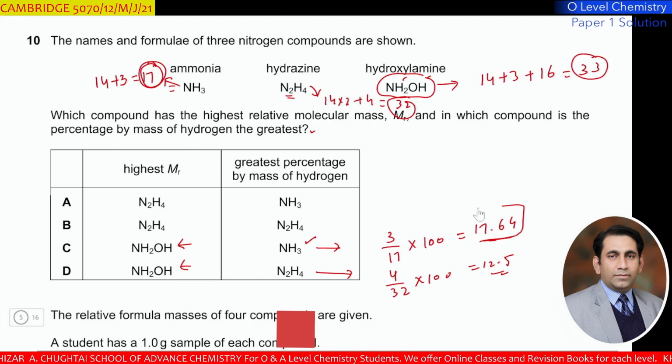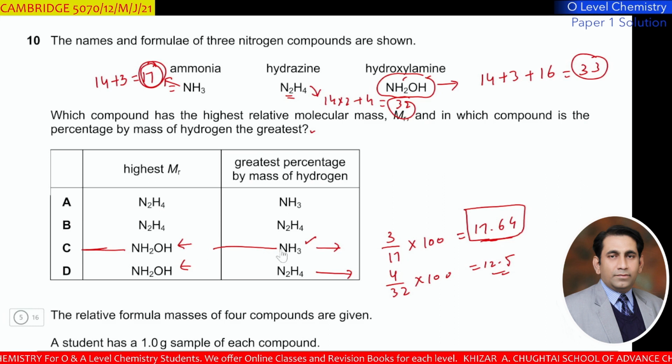So once again, this option NH3 has the highest percentage of mass of hydrogen. So this is the correct row, and C is the correct option. Let's see the next one.